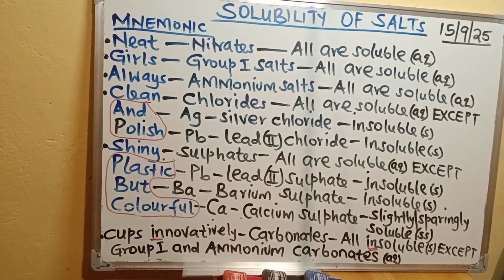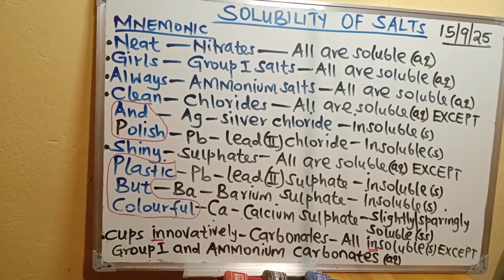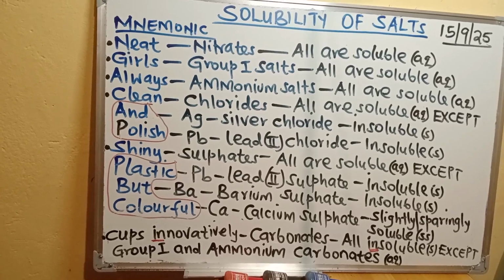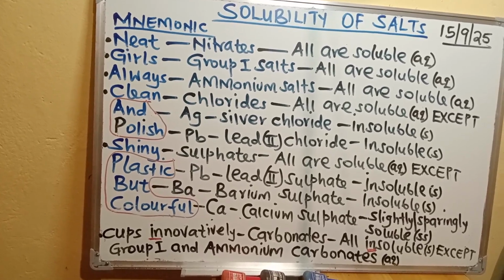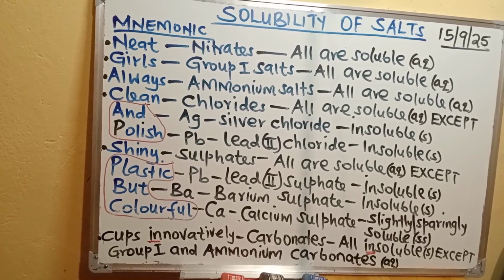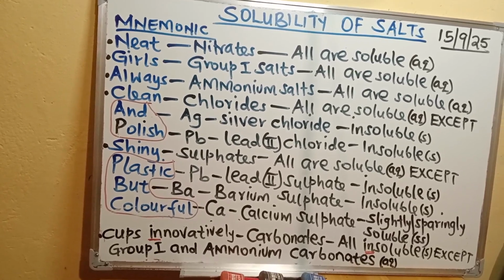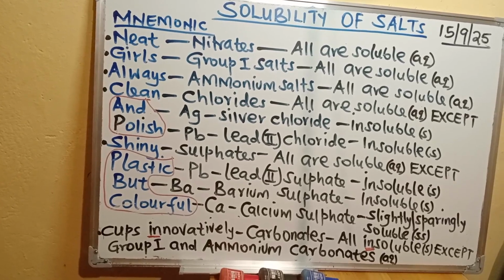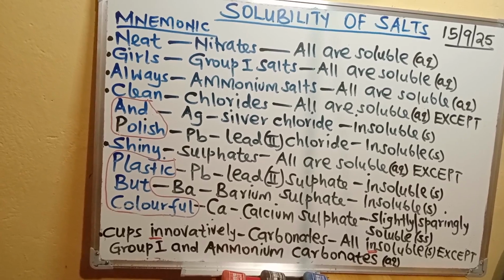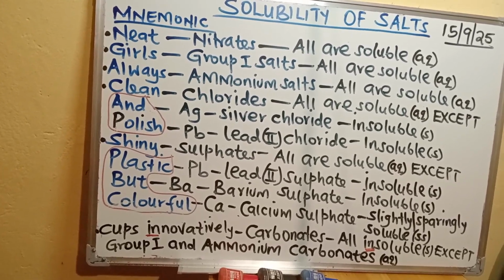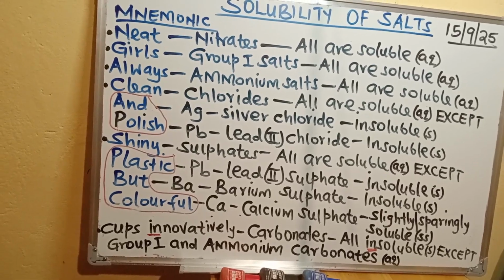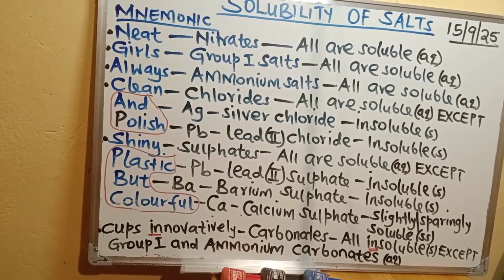Let me give this NB at this moment. All those salts that are insoluble are usually observed as precipitates in case of a practical. So then we move on to shiny. Shiny standing in for sulfates. All sulfates are soluble in the aqueous state, a small a and a small q in brackets.